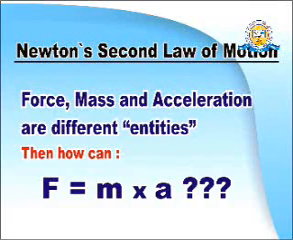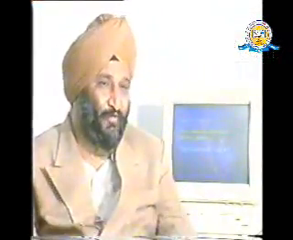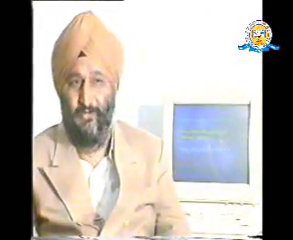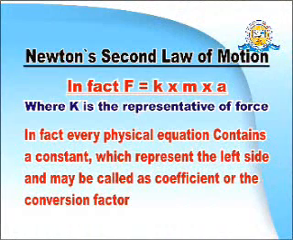Then the question arises, how can F be equal to m into a? So my point is that F is not in fact equal to m into a. The answer is F is equal to kma. Now see, what is k? Fine answer. If m is equal to 1 and acceleration is equal to 1, then F is equal to how much? F is equal to k.